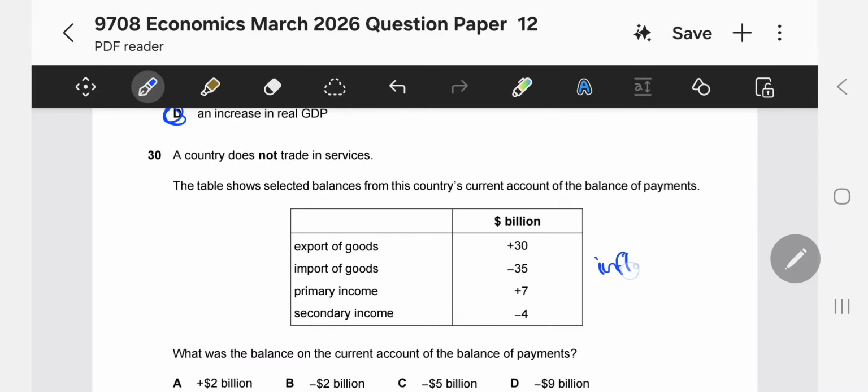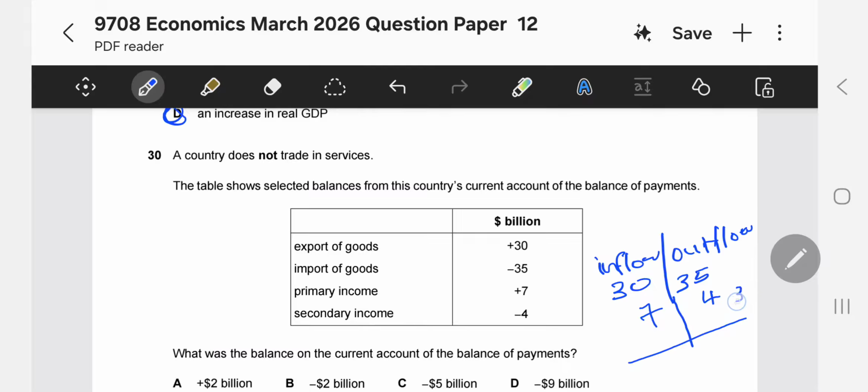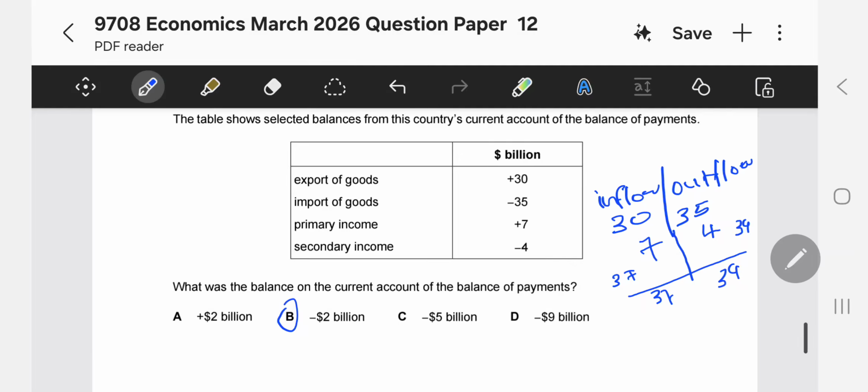Inflow. And I'm going to put here the outflow, just to make it easy. So the inflow is 30, outflow is 35. I just forgot about the negative sign for now. Primary income is positive, so I'm going to put that here, and secondary income is negative. I'm going to put that here. Then I'm going to try to add this up. This is going to be 39 and this is 37. So let's put them down here. So we need something like 2 billion to balance this to be 39. So I'm going to go with B here.